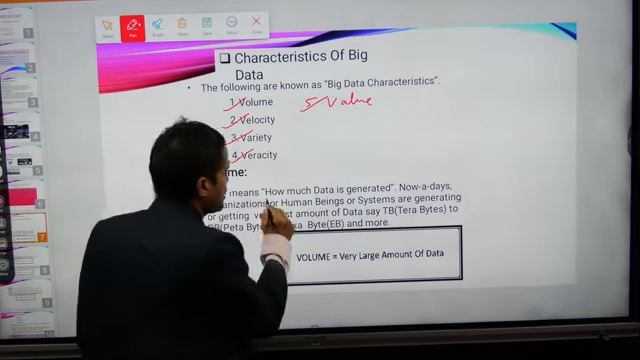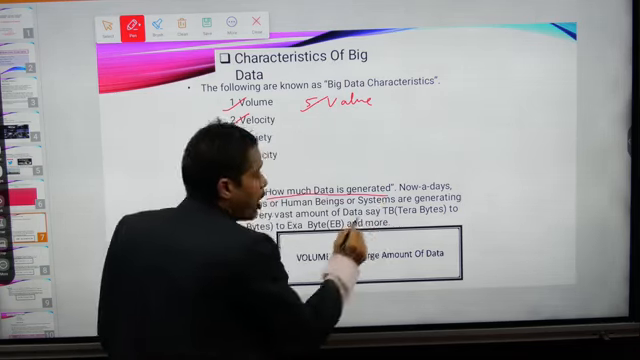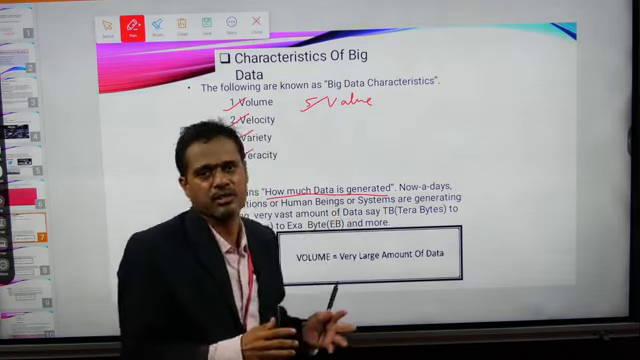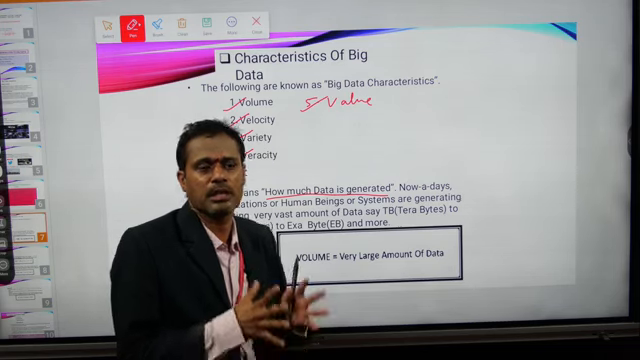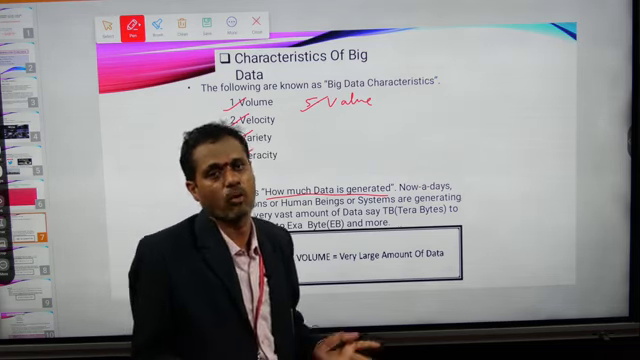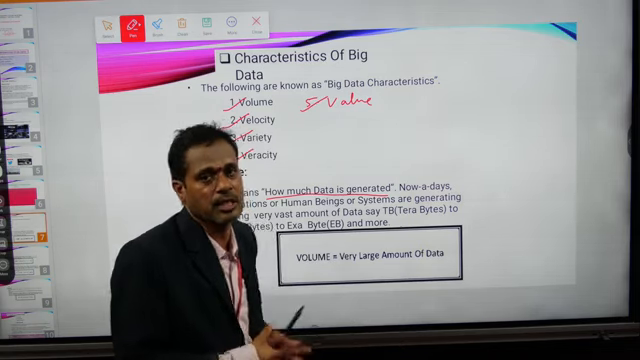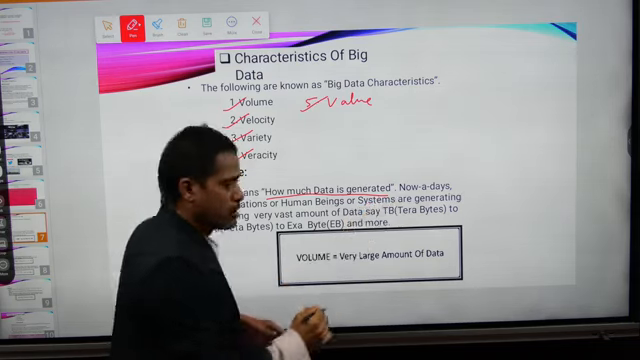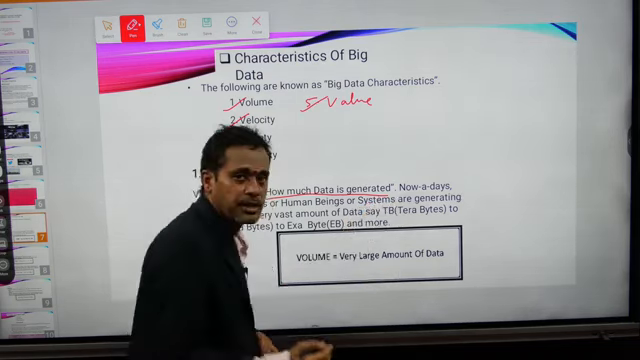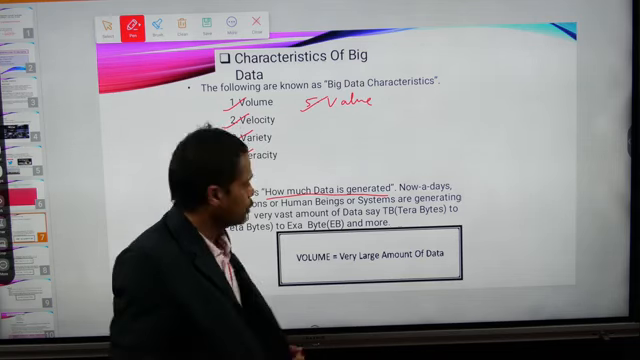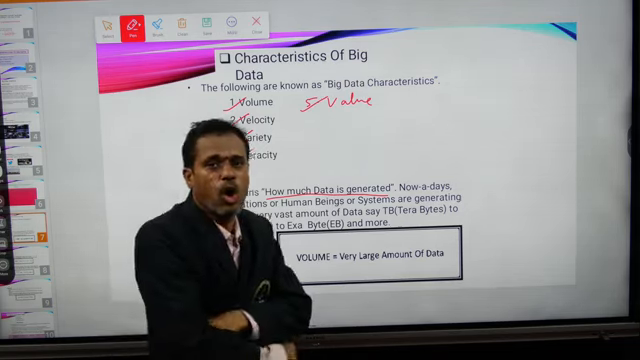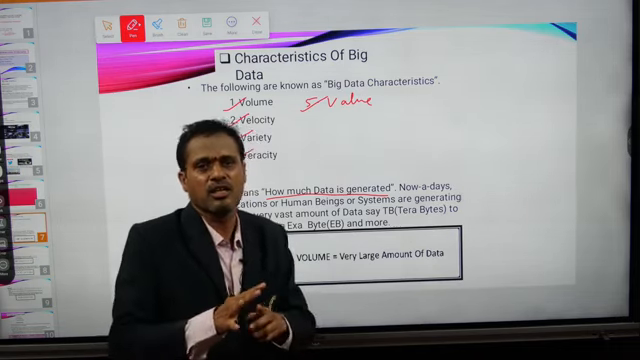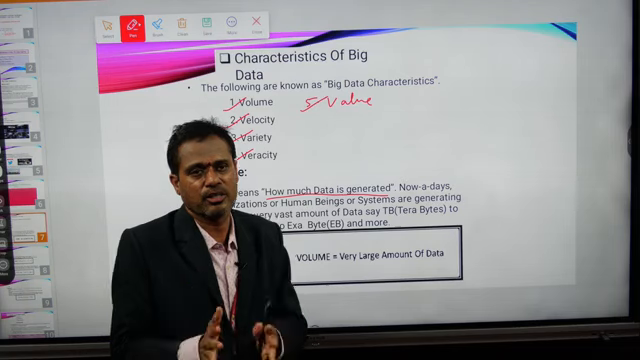Volume means how much data is generated. For example, just now I took the New York Stock Exchange. What is the volume of one company? How can we decide the volume in that company? Here it is generated. For example, a very large amount of data is entered. So volume means how many persons are buying and how many persons are selling. That equals the volume of that particular organization.